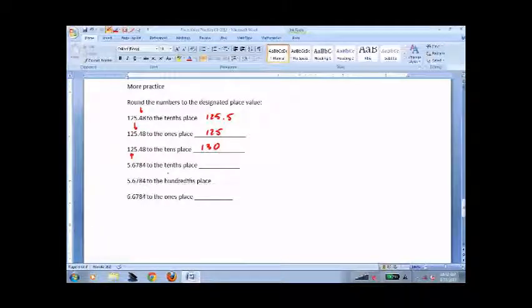Tenths place. That's this one. Round up. Hundredths place. Tens, hundredths. Round up because the 8's bigger. So 7 becomes an 8. And the ones place. That's this one. Just 7.